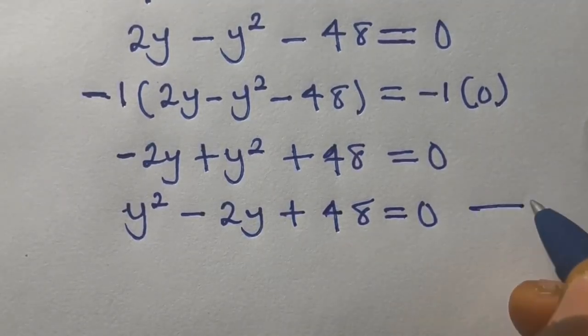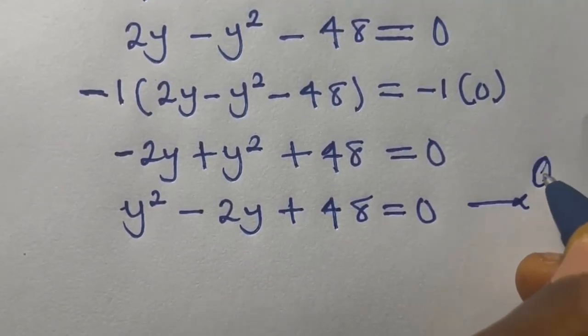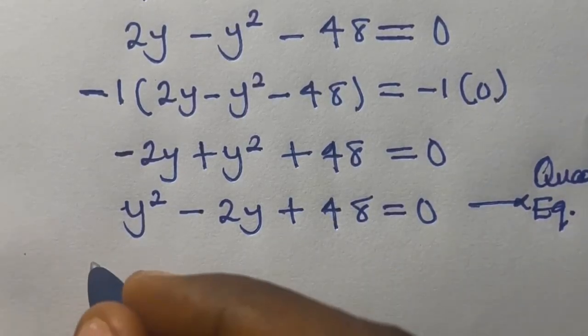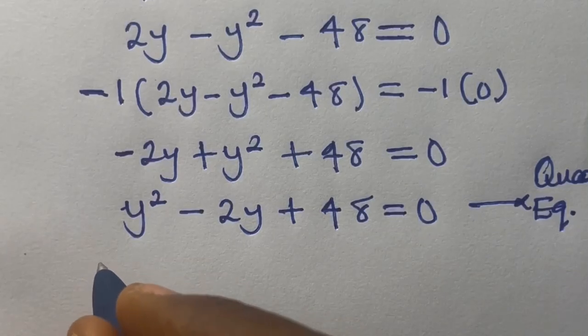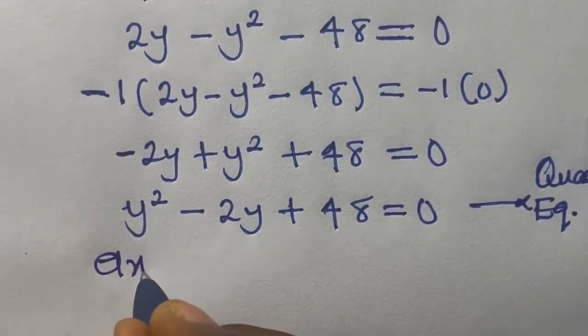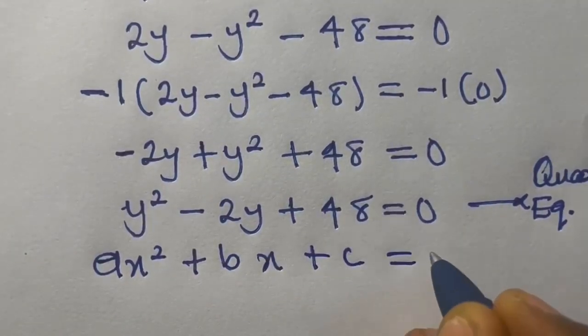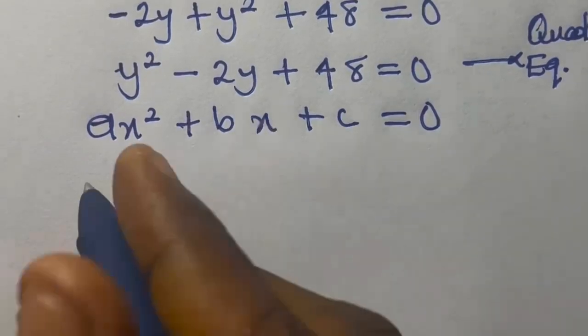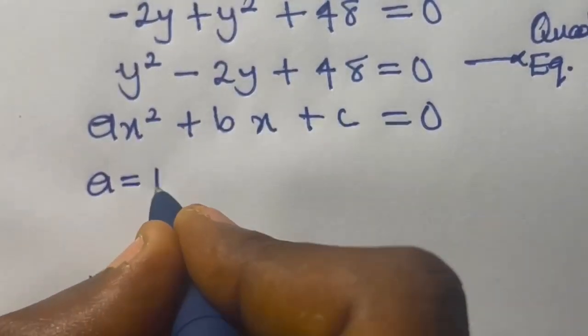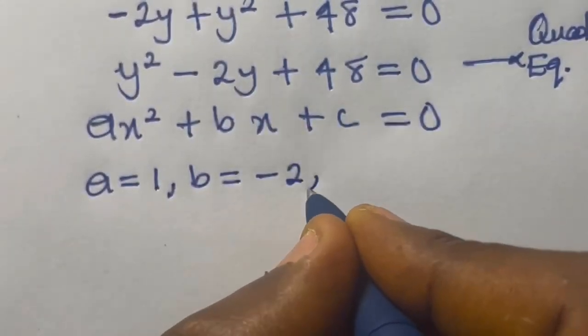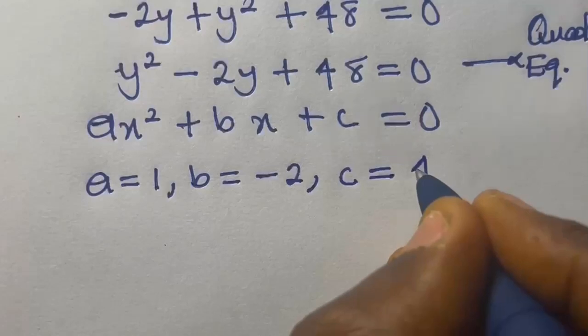Guys, if you look at this, you will see that this is a quadratic equation. Alright, so we have to solve this quadratically. If you compare this with the general expression of quadratic equation, ax squared plus bx plus c equals 0, you see that our a, coefficient of y squared, is 1, b, our coefficient of y, is minus 2, and our c, which is our constant, is 48.